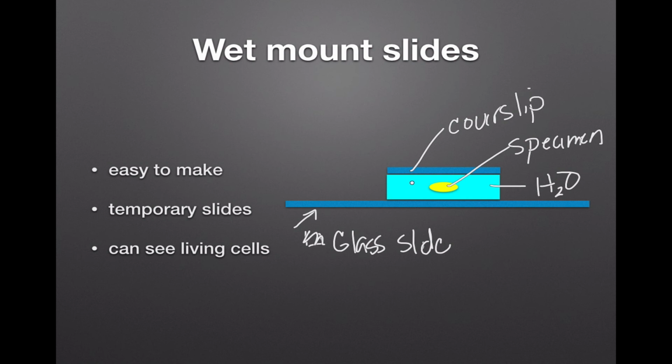What happens when the cover slip touches the water is the surface tension of the water is going to pull the cover slip flat against the glass slide and flatten your specimen out. So the beauty of a wet mount slide is you're using the surface tension of the water to flatten out the specimen, because the flatter your specimen is, the clearer you're going to be able to focus it. We're going to look at a couple different things in lab. This is a wet mount slide.